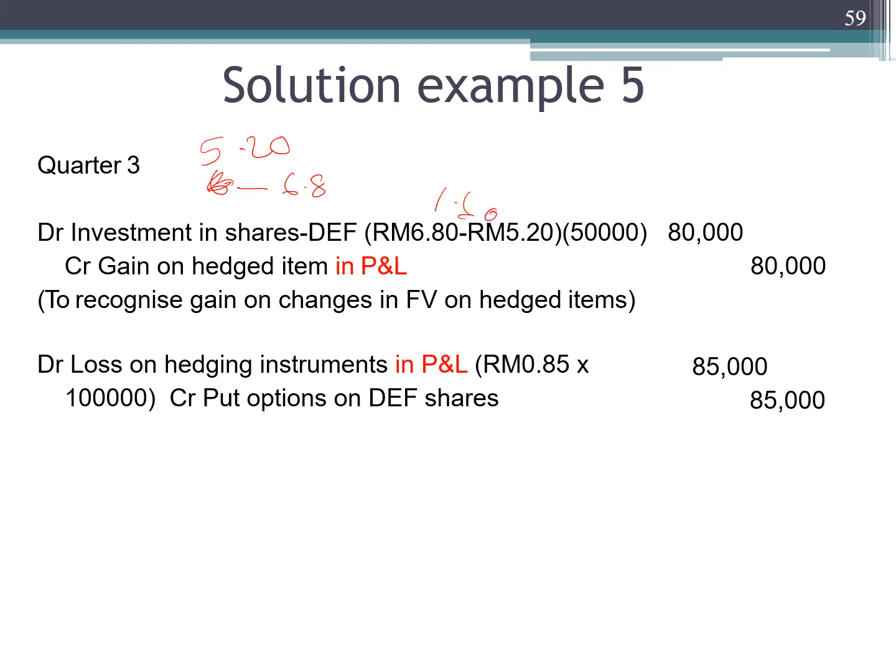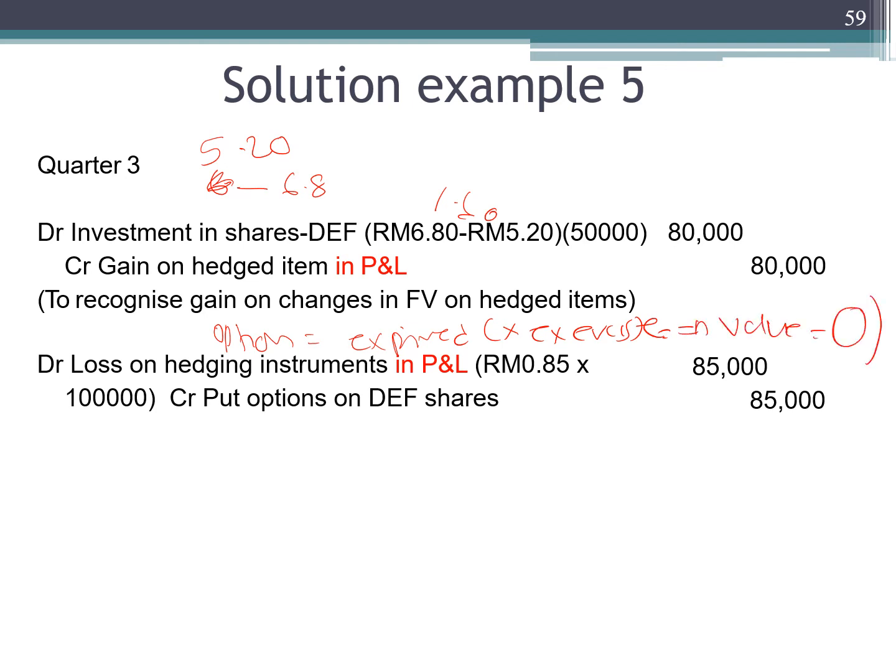So you're going to have 80,000 credit gain on the hedge items. Okay, in the P&L also 80,000. Okay, and then for the options here, if you look at quarter 3, the options become expired. Expired means that you don't exercise it. So when you don't exercise, the value here is equal to 0.